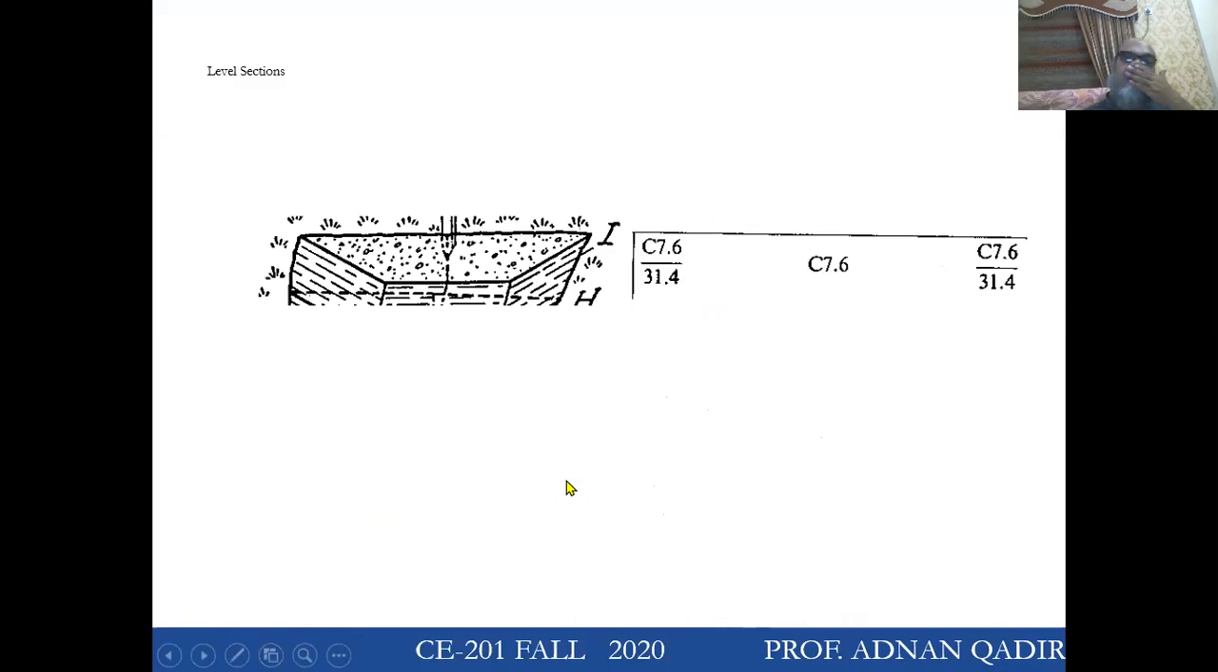Now, for the first thing, we have this value at station 63, 7.6, 31.4, 7.6, and this is point I. Volume is very easy. A is C times D plus W by 2, and C is W plus CS. W is the width.